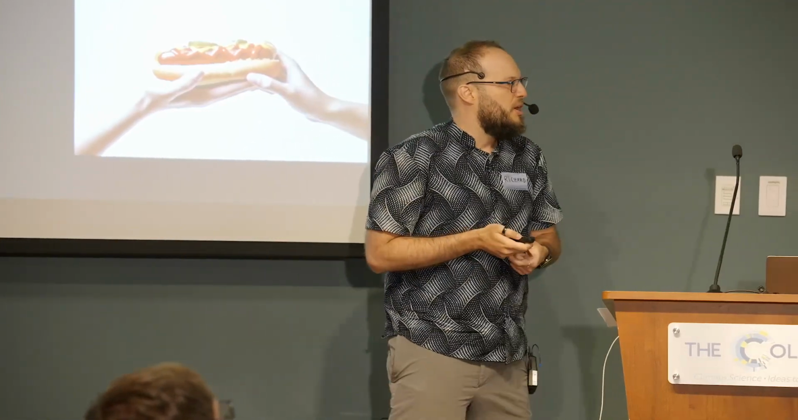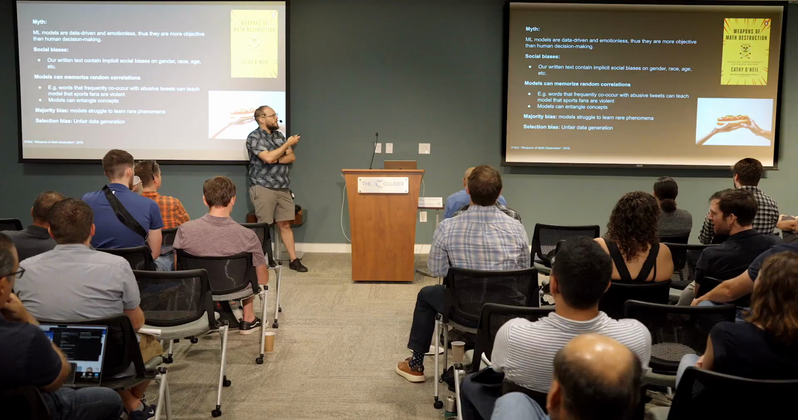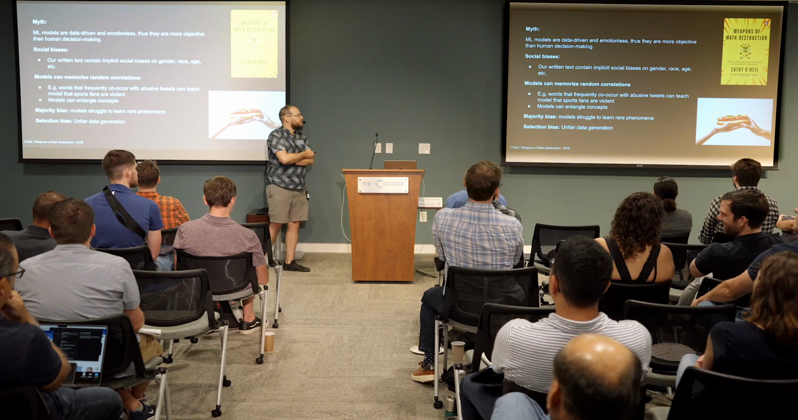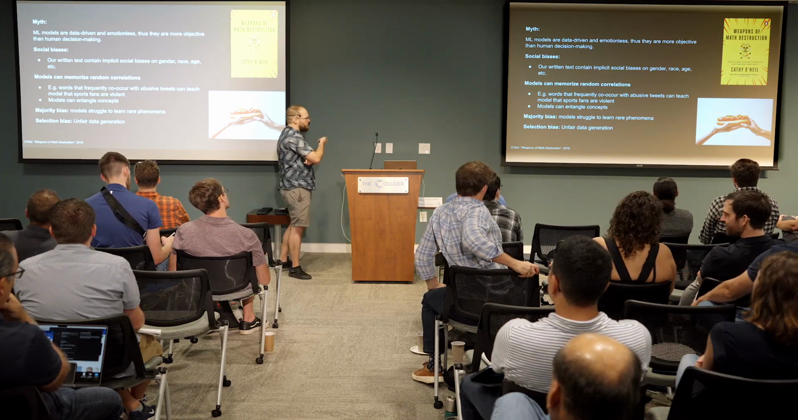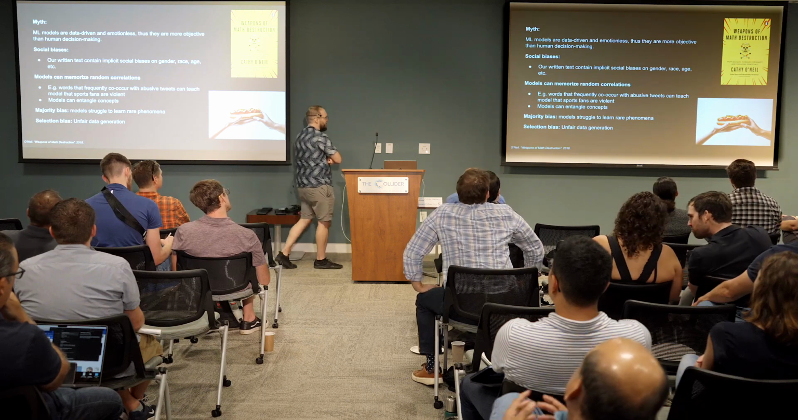There's these majority biases that we talked about, over and under representation, in the last talk, but these models struggle to learn rare phenomena, and if it's just absent in the data, it's going to struggle with it especially. So a lot of this stuff is covered in this great book, Weapons of Math Destruction. And there's this one last one that's selection bias.